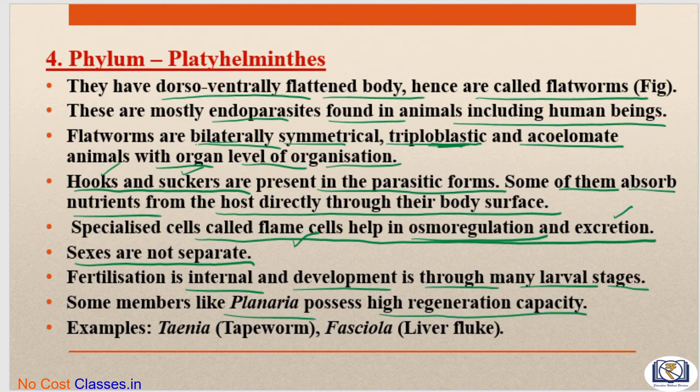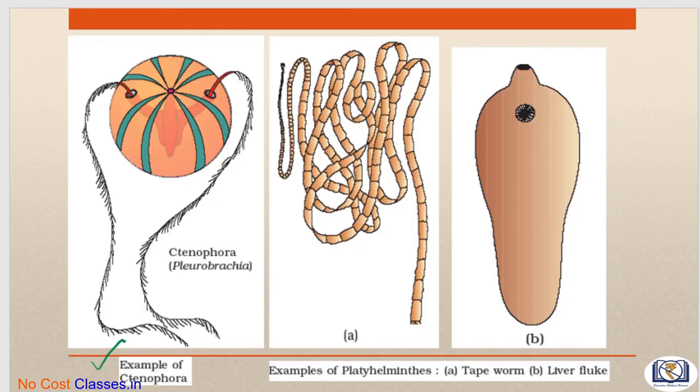We have been through this in class 10th as well. And many more examples: Taenia, Fasciola, liver fluke. Now, I'll show the picture. These are the tapeworm, a flatworm, you can say. This is the liver fluke, which is flat. They are flat in appearance.